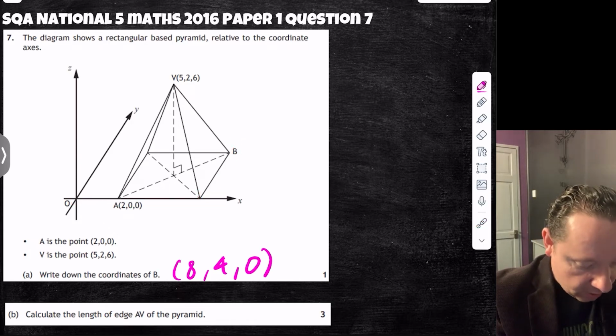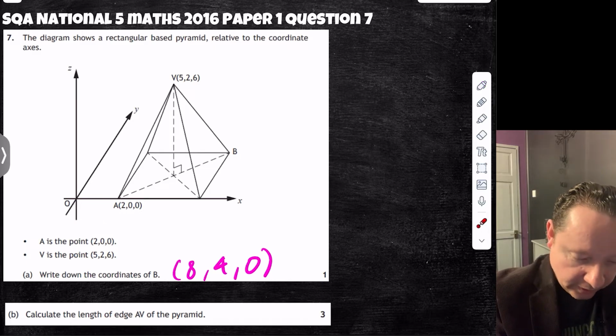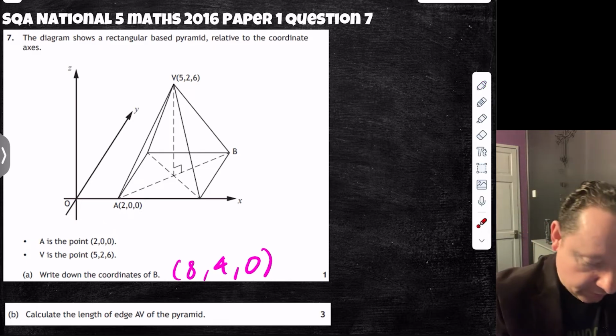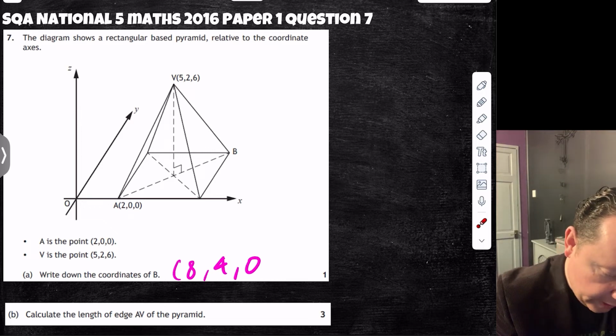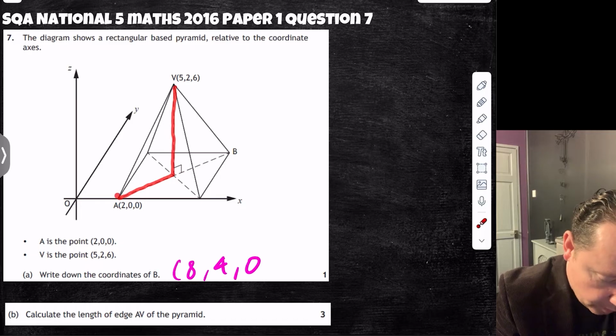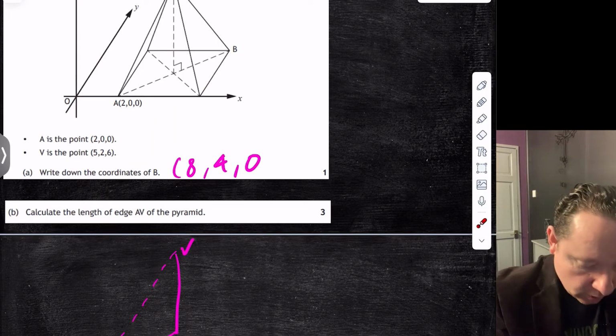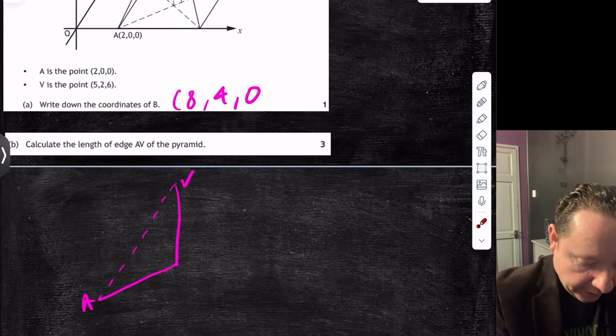Part B says calculate the length of the edge AV of the pyramid. Now this is 3D Pythagoras at this point. We've got the length AV goes from here to here. So we've got this kind of base here. If I look at this triangle, it goes down, and it's at right angles to here, and then I need to go up here. So there's a picture to illustrate this point A to V.